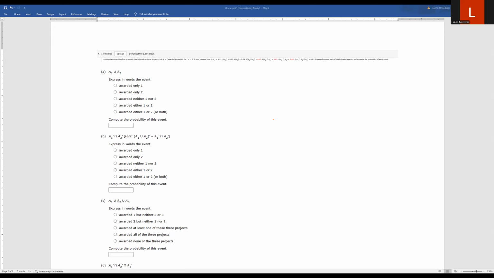Probability that we award to A1 intersect A2, so both of those projects at the same time, is 0.15. A1 and A3 is 0.05. A2 and A3 is 0.05, and all 3 projects would be 0.01. Okay, so we're going to be using the picture to help us answer the questions, especially the numerical parts.